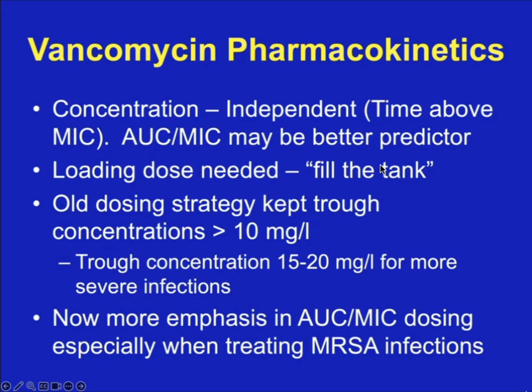Now, like I said, there's more emphasis on AUC over MIC. The data on that is really in MRSA. There's not as much data in non-MRSA using this type of dosing, and I think that data is coming. It's being used in a lot of places. There are algorithms and formulas, and at TGH we bought a system to help the pharmacists figure out how to do this. The target AUC over MIC may be somewhere between 400 and 600, depending on the type of infection you're dealing with. You just need to be aware of that.